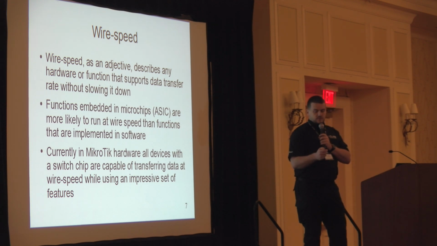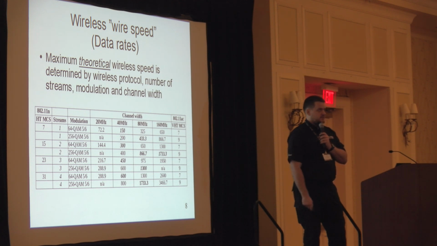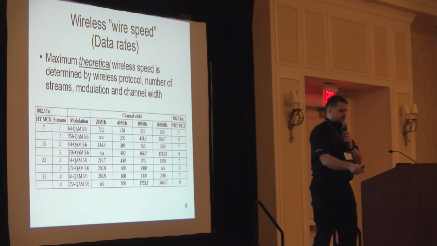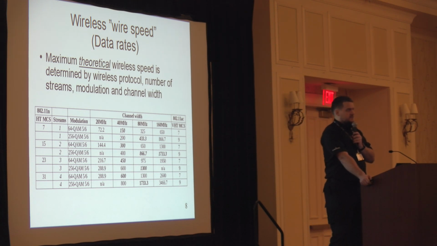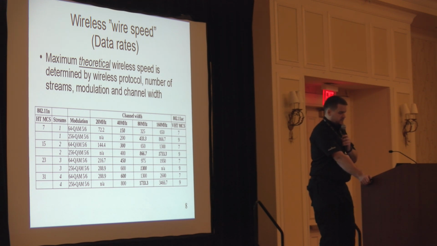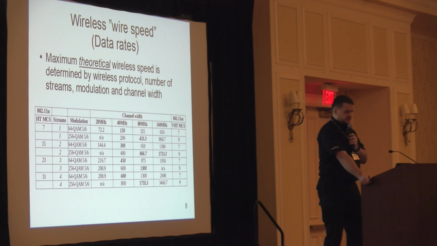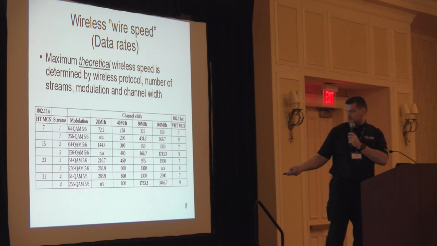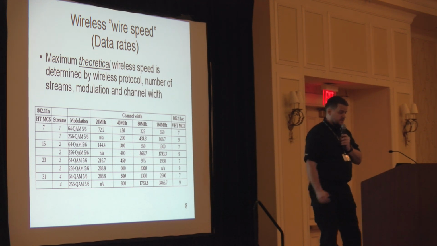When we're talking about wireless wire speed, the name is interesting, but others know it as data rates. Those are maximum theoretical wire speeds determined by the wireless protocol. Here you can see AC and N standards, and there are some impressive numbers, up to 3.5 gigabits per second even.